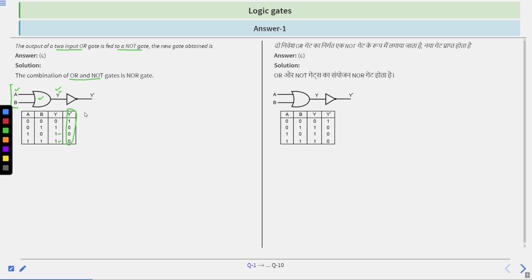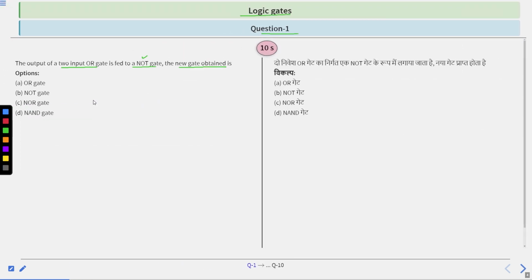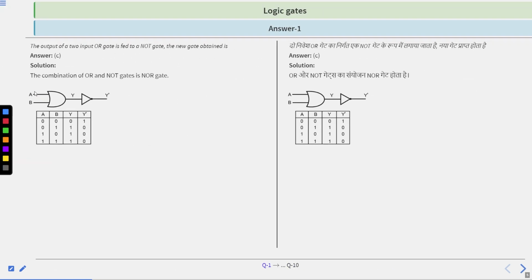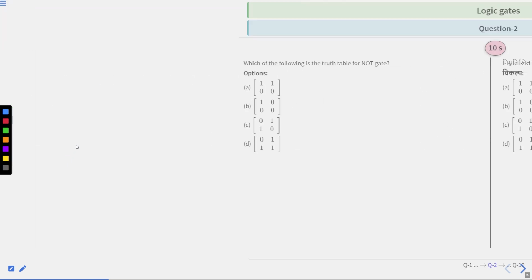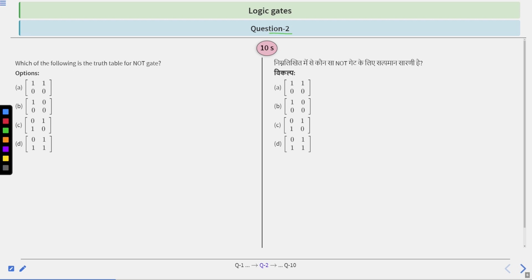So the correct answer is C. NOR gate is the correct answer. Clear? Because here the combination of OR and NOT gate becomes NOR gate. Clear? The combination of OR and NOT gate will be NOR gate, and this is the output for the NOR gate.